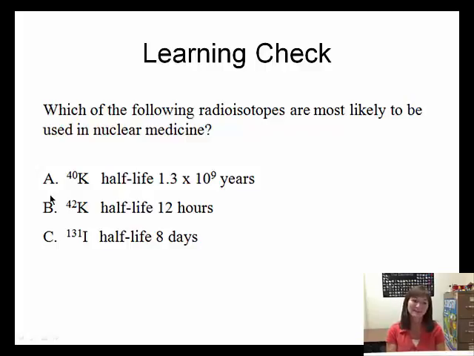So the main point of this slide is testing your knowledge that you tend to want your shorter-lived isotopes, with a short half-life, to be used in your diagnostic tools. So I would say iodine 131 is going to be our best bet because it has a half-life of 8 days. But 12 hours isn't so bad either.